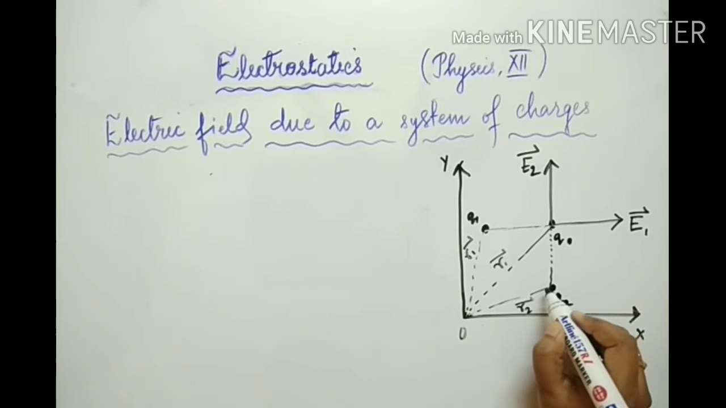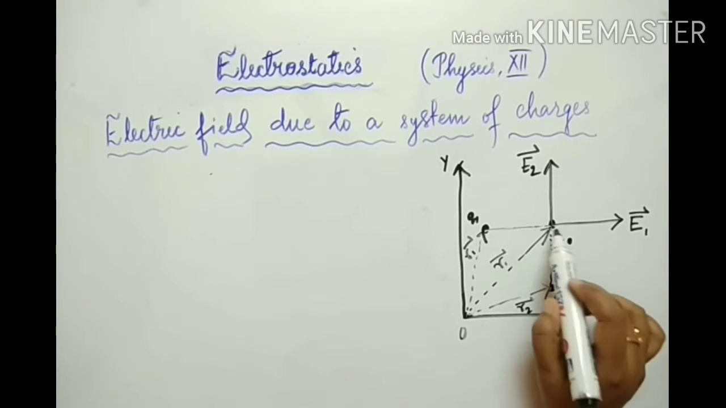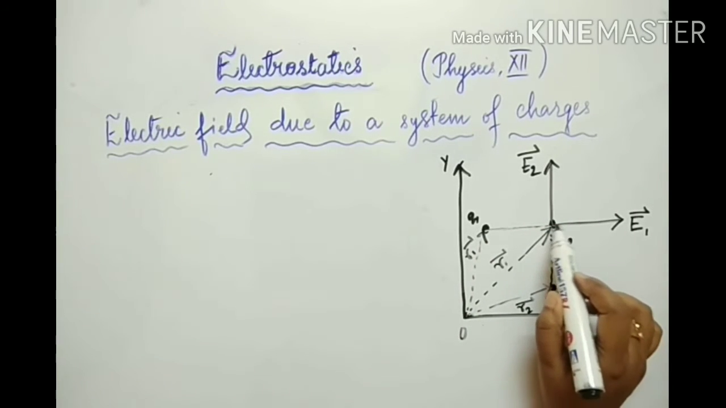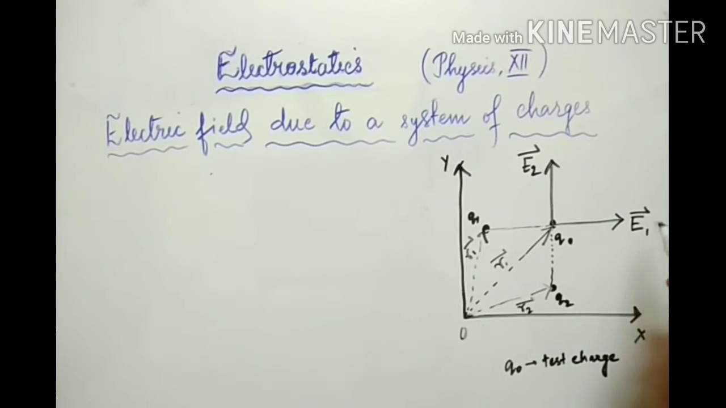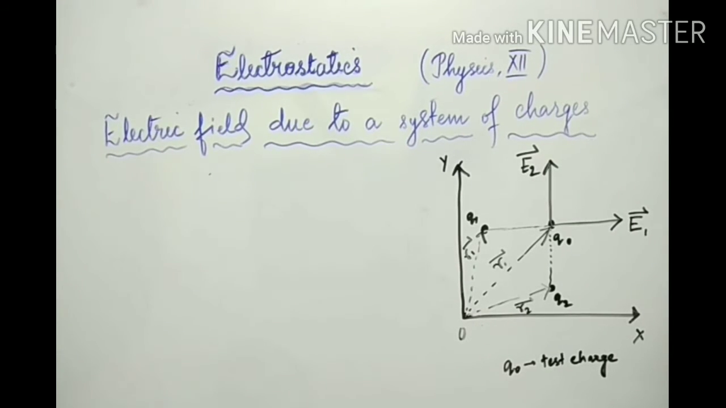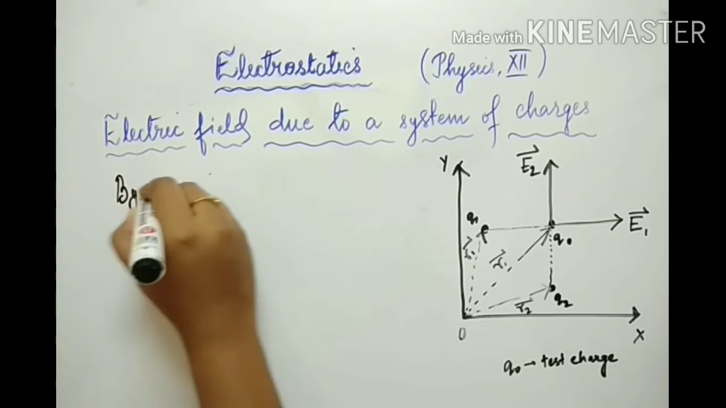Okay, so if it is in this direction, and if it is in this direction, then electric field on this test charge, q0 is the test charge, due to charge q1 will be along this direction and this will be along this direction. So what will be the resultant electric field? The resultant electric field will be given by the principle of superposition.